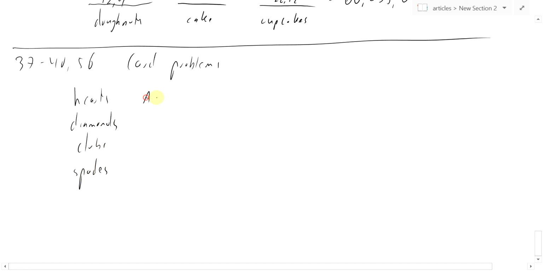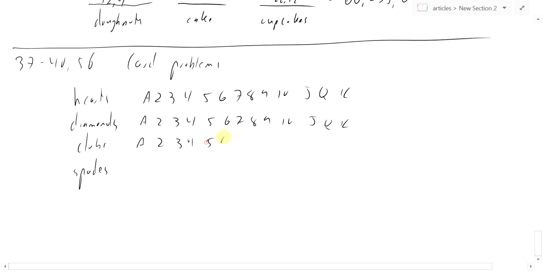And each suit has got 13 cards. Ace, 2, 3, 4, 5, 6, 7, 8, 9, 10, jack, queen, king, of diamonds, and then of clubs and of spades. These are called ranks. There's 13 ranks of cards. Aces are 1 rank, jacks are another rank, 5s are another rank.